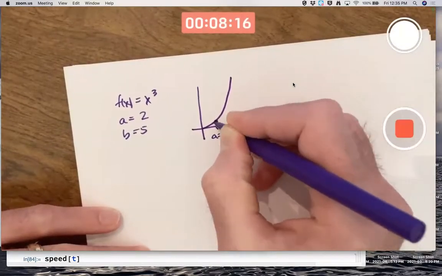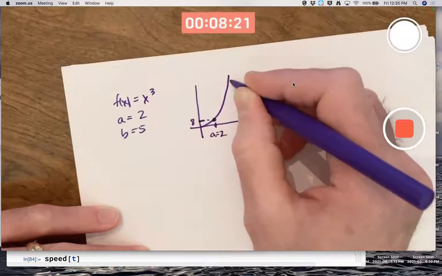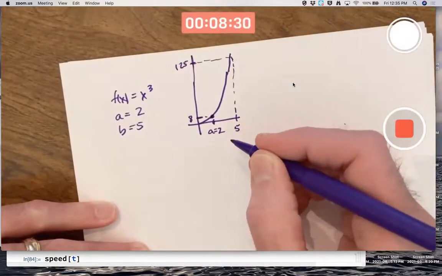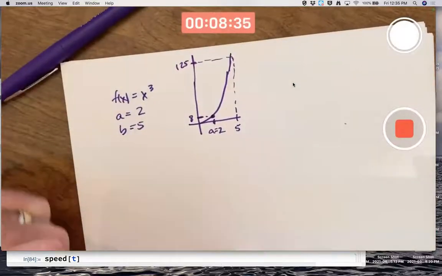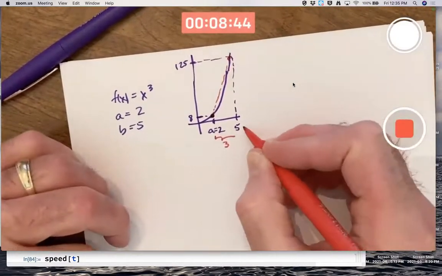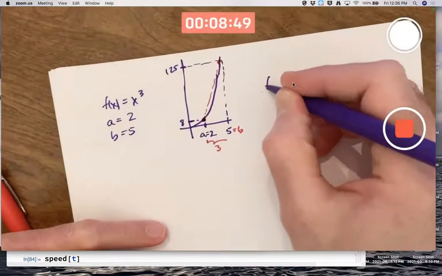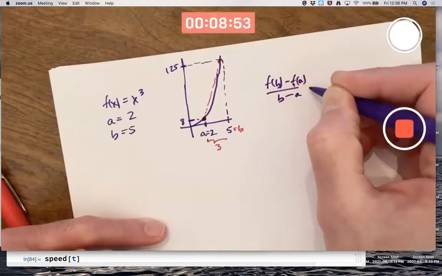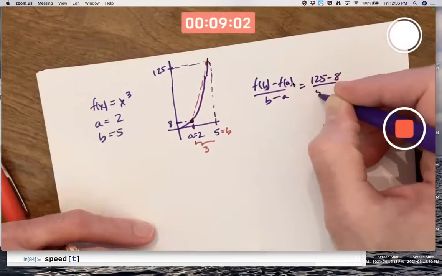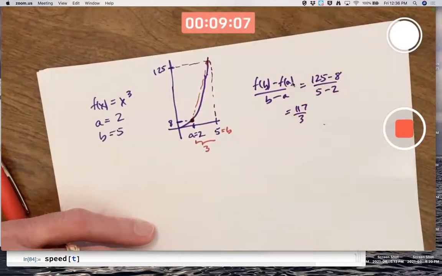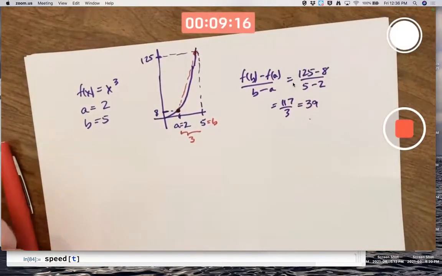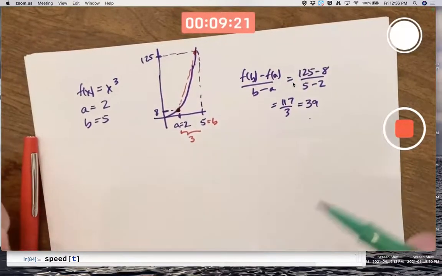If a is 2, f of a is 2 cubed, that's 8. And if b is 5, f of b is 5 cubed, that's 125. So the rise here of the secant line that I'm going to draw here is 125 minus 8, which would be 117, all divided by the run, that's 3. f of b minus f of a divided by b minus a is going to be 125, 5 cubed, minus 8, 2 cubed, divided by 5 minus 2. Again, that's 117 over 3, and that is 39. So the mean value theorem says there's some number c between 2 and 5, where f prime of c equals 39.